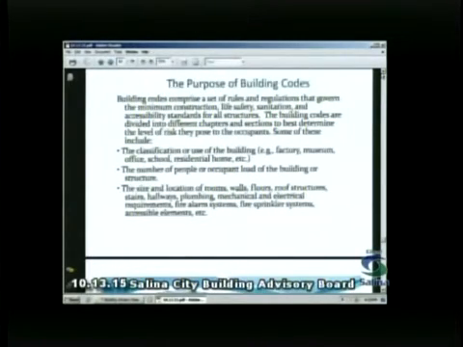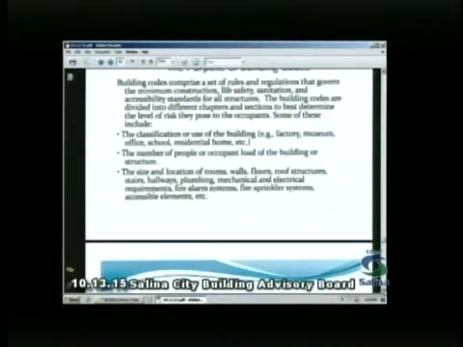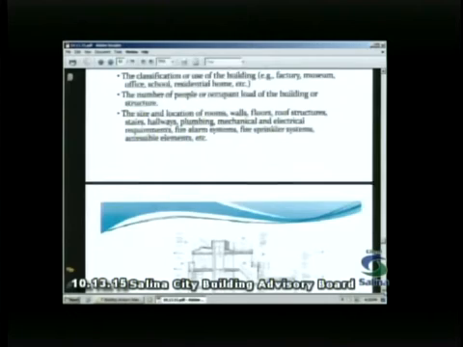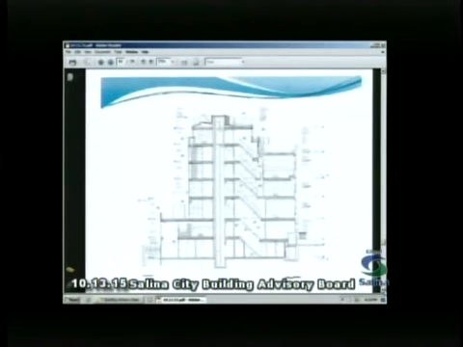The size and location of rooms, walls, floors, roof structures, stairs, hallways, plumbing, mechanical, electrical requirements, fire alarm system, fire sprinkler systems, accessible elements. These are all part of the building codes and building code process. Why do we have these building codes?